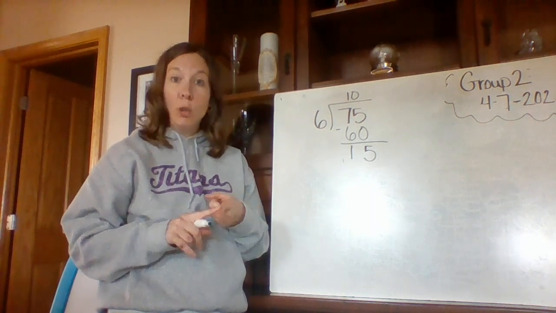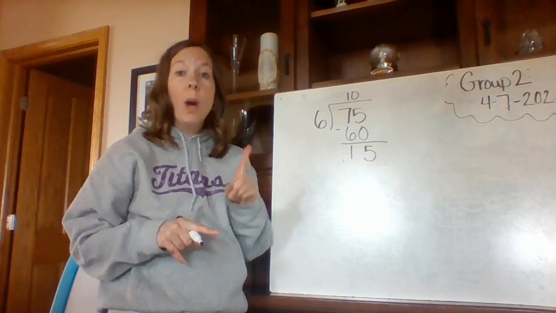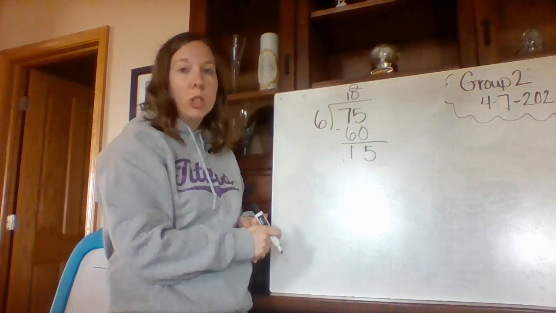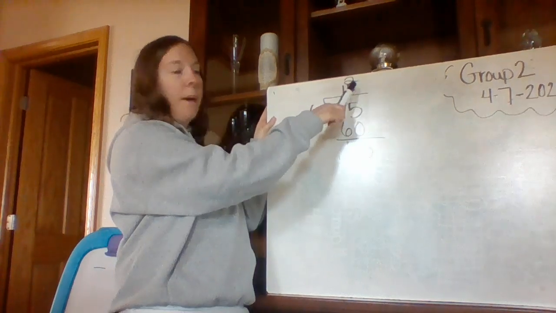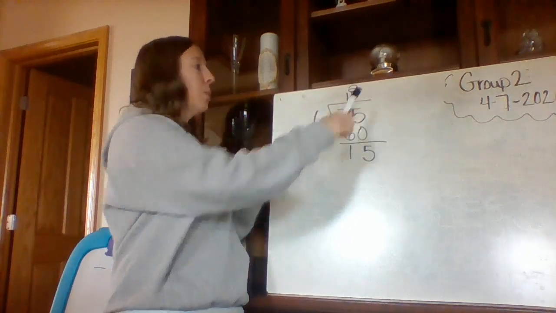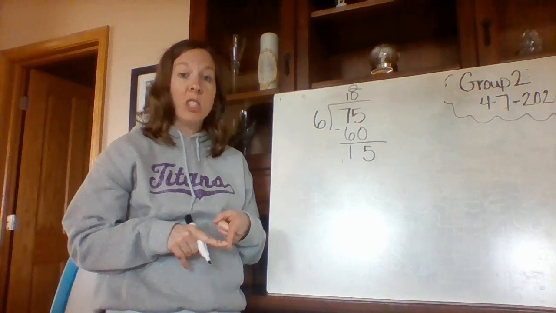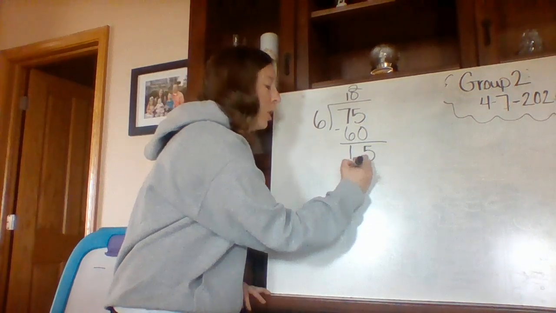6 times 2 is 12. 6 times 3 is 18. So we know that 6 times 2 is going to get me the closest. I'm going to put my 2 up top. You can't really see, there's a glare from my windows, but I have my 10 and my 2. So 6 times 2, well, if I don't know, I can use my multiplication chart or count by 2 six times. So 6 times 2 is 12.